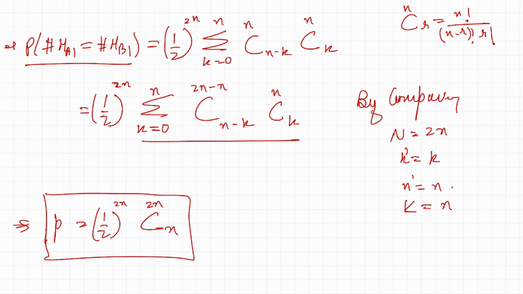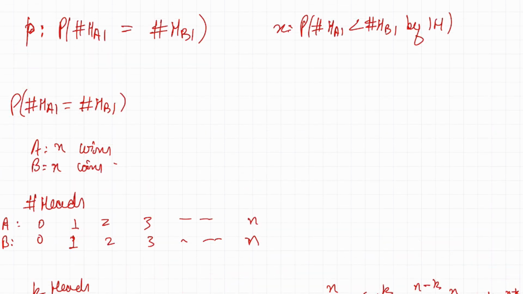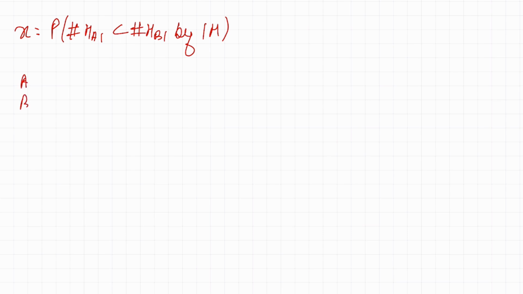And let's talk about the second part, which is computing X, the probability of A getting fewer heads than B in the first segment by 1 head. Okay, all right. So now we're computing X, which is the probability of the number of heads of A being less than the number of heads of B in the first segment by 1 head. Okay, let's think about this. A and B both have n coins again. Let's see, if they toss all their n coins, what are the possibilities in which A and B can get heads in a way that A has one head less than B.